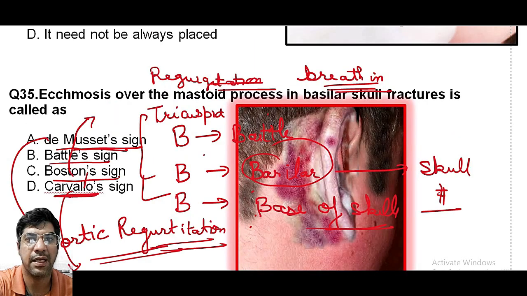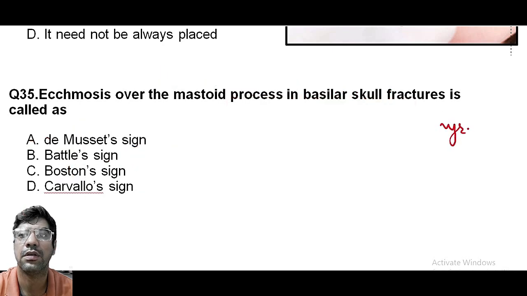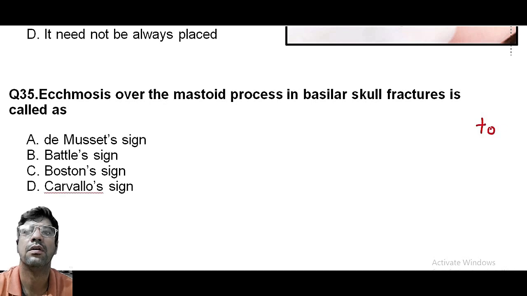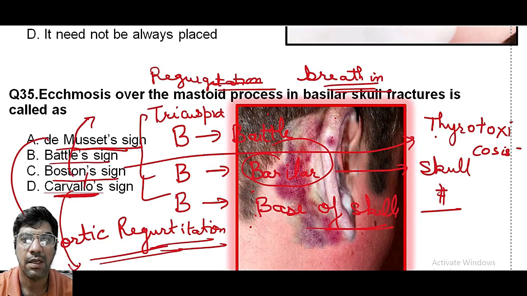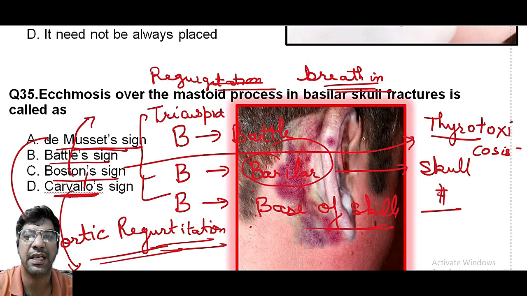The Boston sign is seen in thyrotoxicosis. That is jerking of the lagging lid. So ecchymosis of the mastoid process in the basilar skull fracture is known as Battle sign.